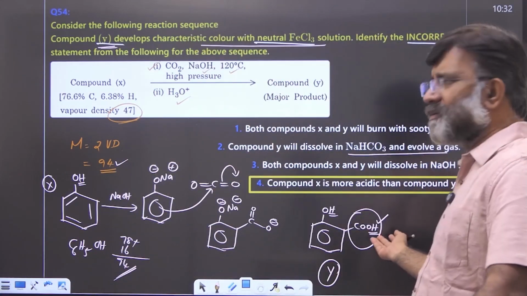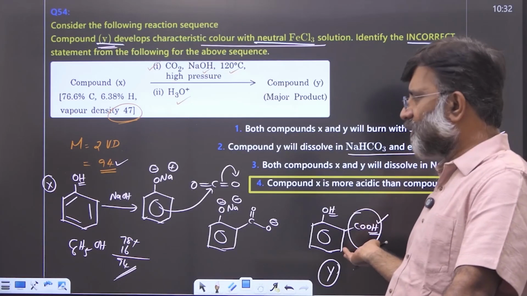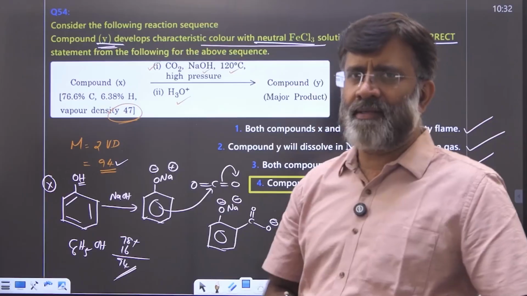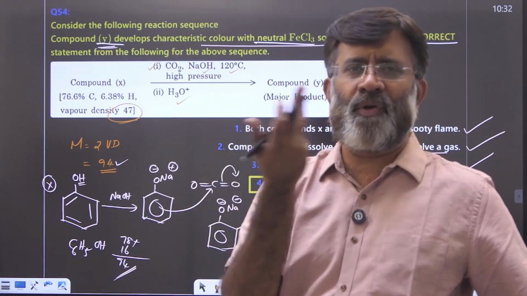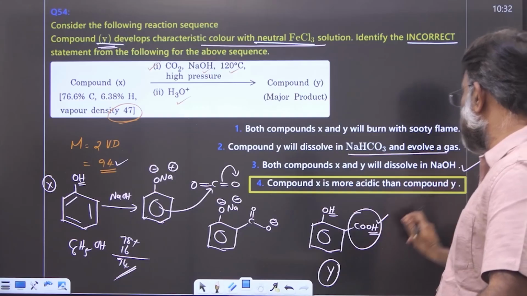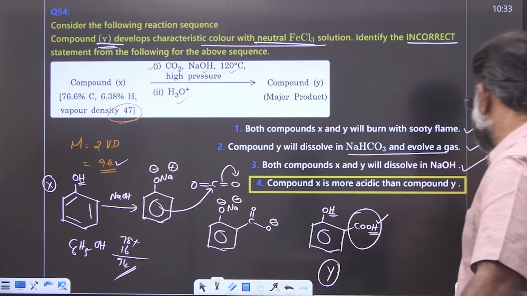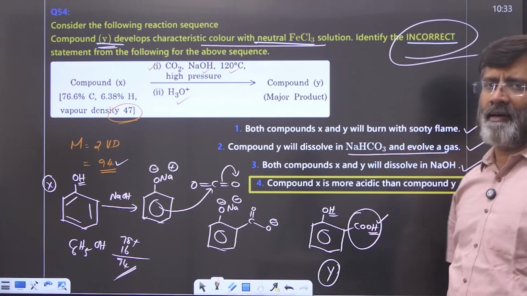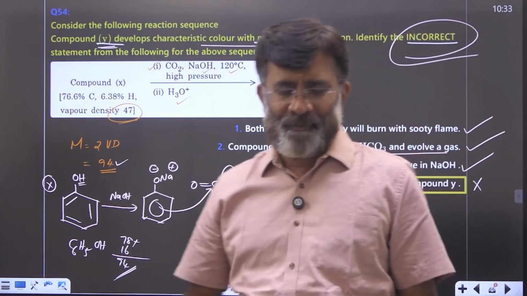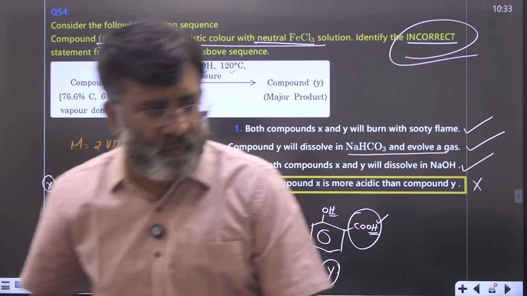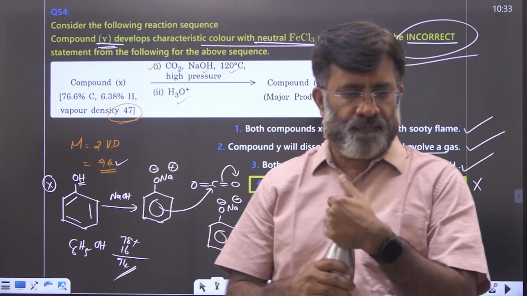This is a carboxylic acid, and that is phenol. A carboxylic acid is more acidic than phenol. No doubt about it. So, compound X more acidic than compound Y is a wrong statement, and that is our answer because we want the incorrect statement. Okay? Fine. Let's move on to the next question.